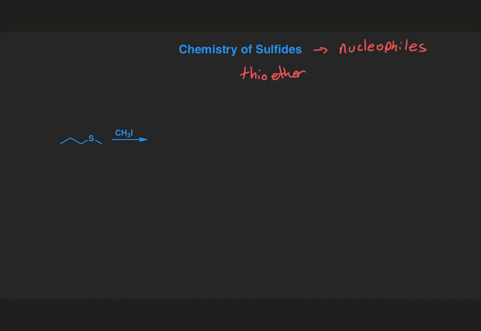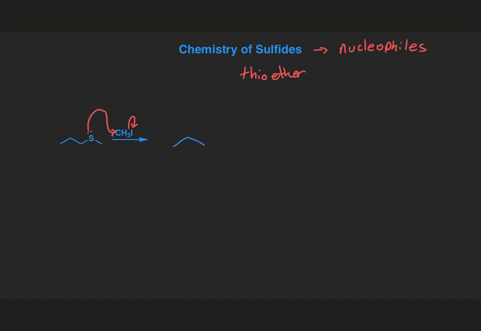So sulfides or thioethers react as nucleophiles. Sulfur has two lone pairs, and we can use one of those as a nucleophile. We're going to take these electrons, and they're going to attack that CH3, which is going to kick off that I minus.